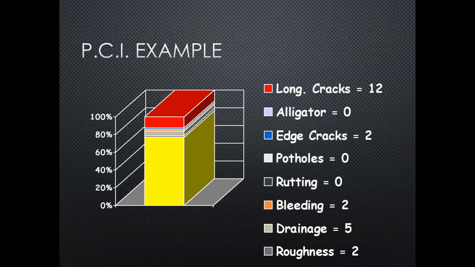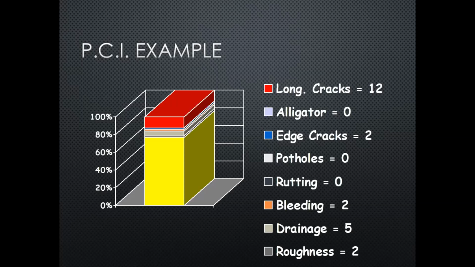You've done your assessments and your deduction values for longitudinal cracks, transverse cracks. So you're deducting 12 out of that because you select that category that is pretty severe and it's deducting quite a bit of points. Edge cracking, you're losing 2. Bleeding, drainage, and roughness, they automatically deduct 2. But drainage seems to be a little bit worse. So you're deducting a little bit more.